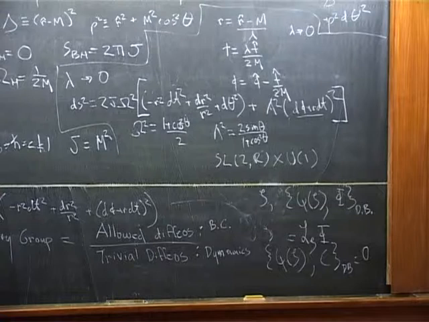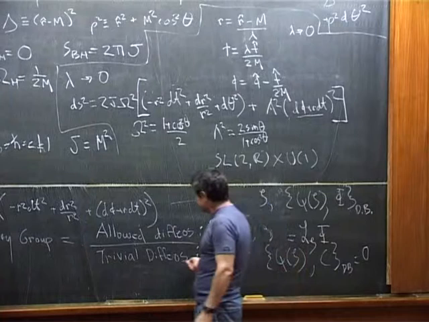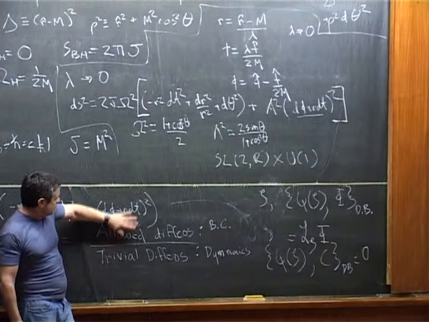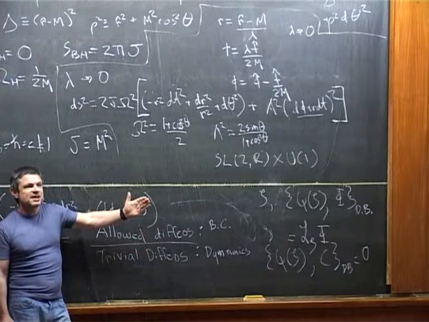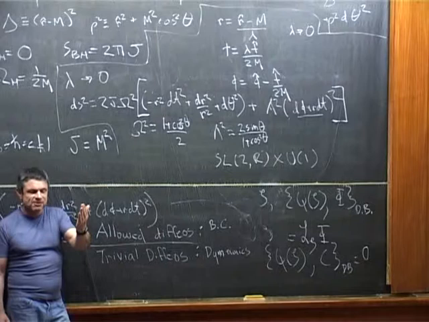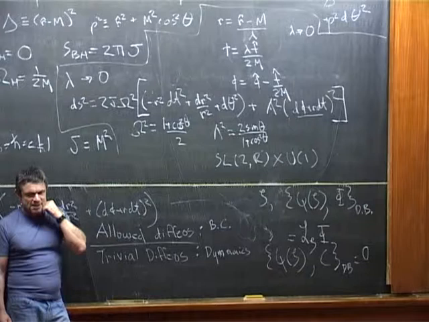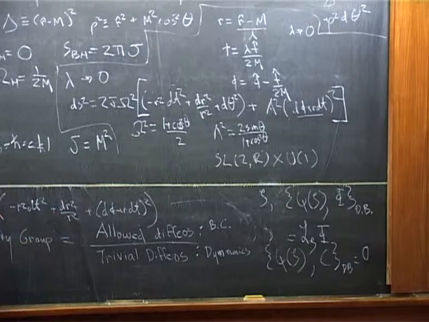Okay, so those are the trivial diffeomorphisms. If you take the quotient of everything that is allowed with everything that is trivial, you typically get some reasonable group. In four-dimensional asymptotically flat general relativity, it's the energy. It's just generated by time and space translation. But we're going to find something rather different here.